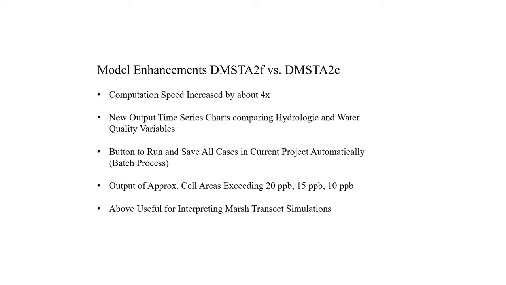I've added a button to run and save all cases in the project automatically. So in other words, once you've gone through the project and tested all your cases, you can run a batch process and it saves output in PDF and Excel forms. It also puts out approximate estimates of the areas exceeding 20, 15, and 10 parts per billion in each cell, and that's particularly useful for marsh simulations.